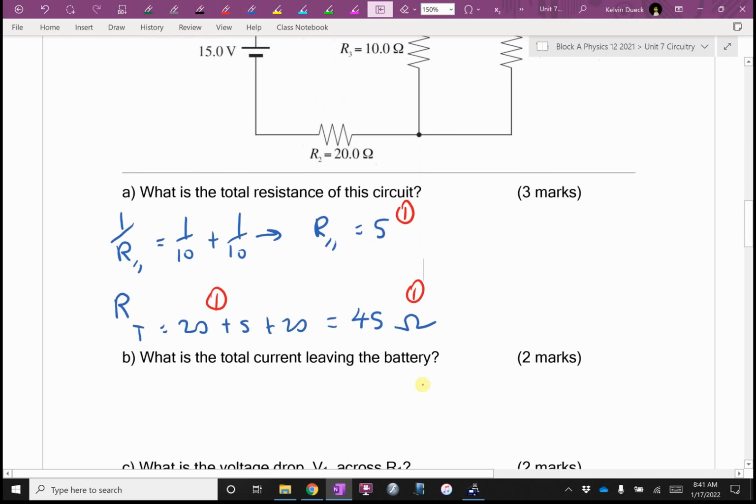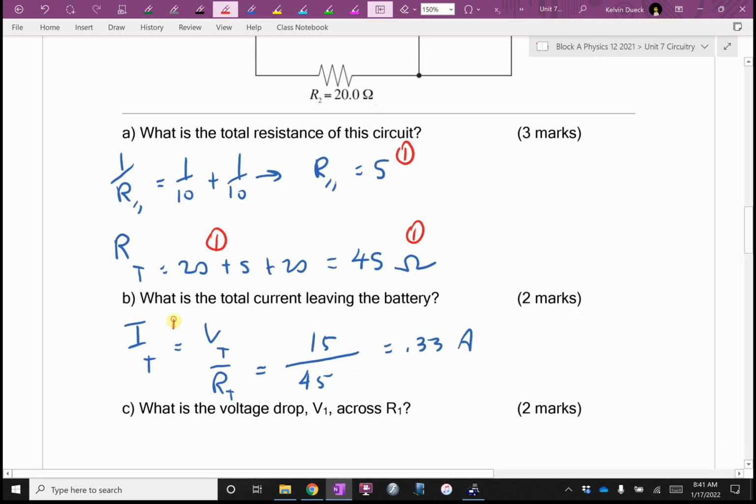What's the total current leaving the battery? Well, I total equals V total over R total. R total is 45. I total is 0.33 amps. I would give you 1 mark for that, half mark for the numbers, half mark for the answer. If you got A wrong, but you went 15 divided by your answer from A, I would give you 2 out of 2 for part B.